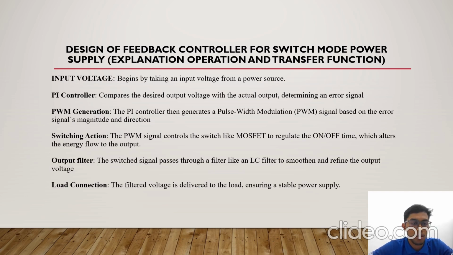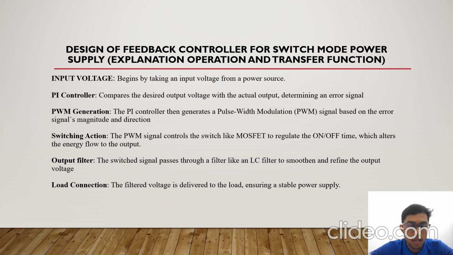Basically, the buck converter is a fundamental component in power electronics. It integrates a multi-stage process to regulate the output voltage efficiently. It starts with an input voltage from a power source, and it navigates through various stages, ensuring precise voltage delivery to the load. The proportional integral (PI) controller, a very important element, differentiates between the desired and actual output voltage. This comparison generates an error signal, which is very important for subsequent adjustment.